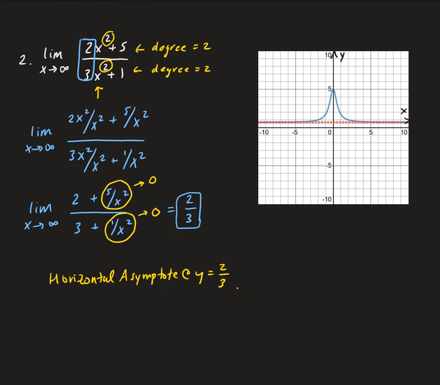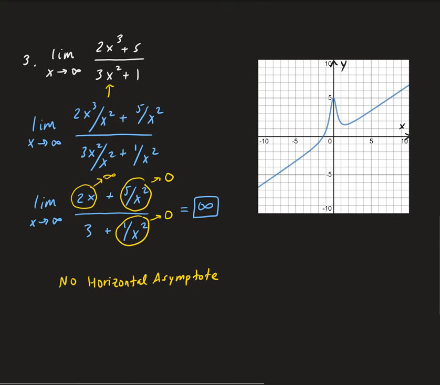The second one is that the degree of the numerator is equal to the degree of the denominator. In that case, we would take the ratio of the leading coefficients. And the third case, the degree in the denominator is smaller than the degree of the numerator. We had degree 3 on top and degree 2 on the bottom. Whenever the degree in the numerator is bigger than the degree of the denominator, there's no horizontal asymptote. Instead, we get what's called oblique or slant asymptotes.